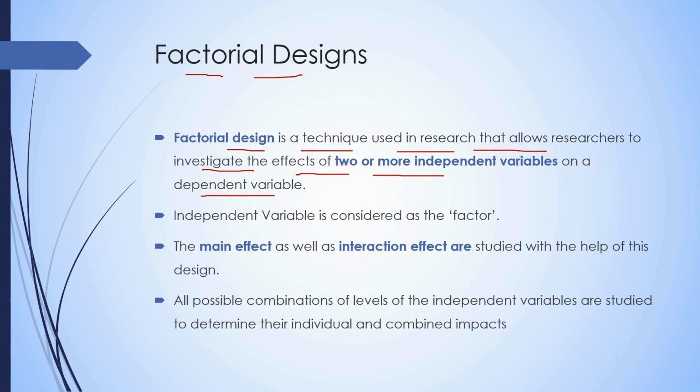Okay. The independent variable is considered as a factor. This term factor in factorial design stands for independent variable. The main effect as well as the interaction effect are studied with the help of this design. What is the main effect? Main effect would be the individual effect of each of the independent variables. In the example that we were using, effect of drug would be one main effect, effect of therapy would be another main effect. The interaction effect would be the combined effect of both on the dependent variable. All possible combinations of levels of the independent variables are studied to determine their individual and combined impacts.